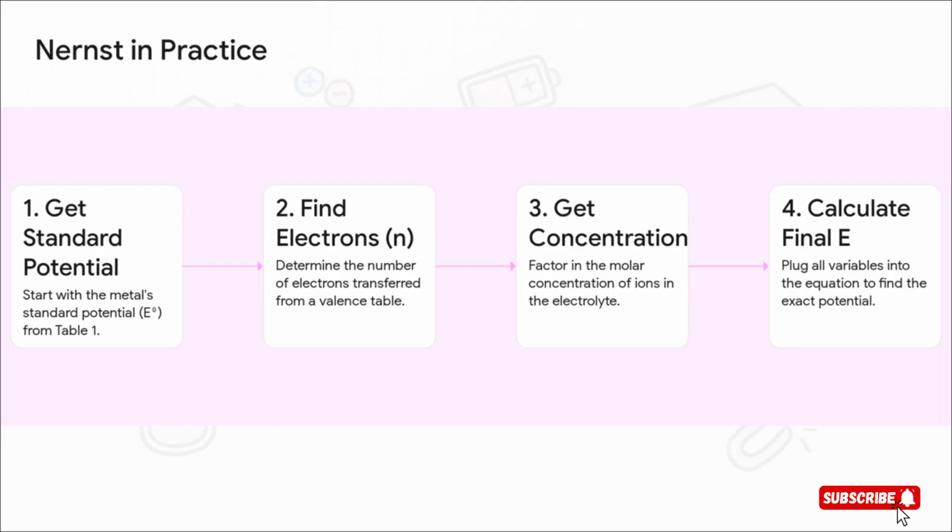So how would a corrosion tech actually use this? Let's walk through it. Step 1, you'd look up the standard potential for zinc, which is minus 0.763 volts. Step 2, you'd figure out how many electrons zinc gives up when it corrodes, which is 2. Step 3, you'd measure the concentration of zinc ions in your specific electrolyte. Let's just say it's a 0.01 molar solution for this example. And finally, step 4, you just plug all those values, the standard potential, the number of electrons, the temperature, the concentration, into the Nernst equation to calculate a really precise real-world potential for zinc in that specific environment.